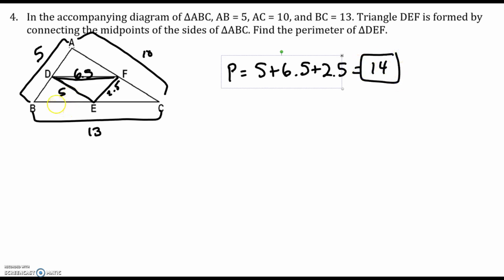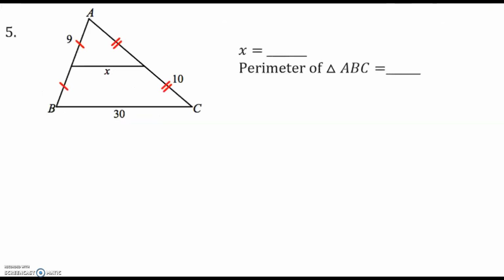Okay. Also keep in mind that because D, E, and F are all midpoints, those measurements would go here as well, if you ever did need them to find a perimeter of something different. Okay, number 5, we have some midpoints, so we know we have a mid-segment, which means that x and 30 are the parallels, and x would be half of 30, so it would be 15.